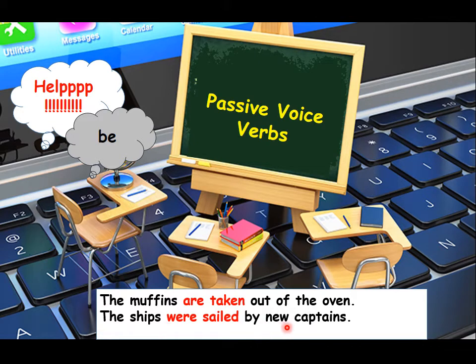The ships were sailed by new captains. Again, here, were sailed is the verb. Were is the verb to be, and sailed is the main verb. This is also in the passive form because the ships did not do the action. The captains did the action. Since the subject did not do the action, this is in the passive form.